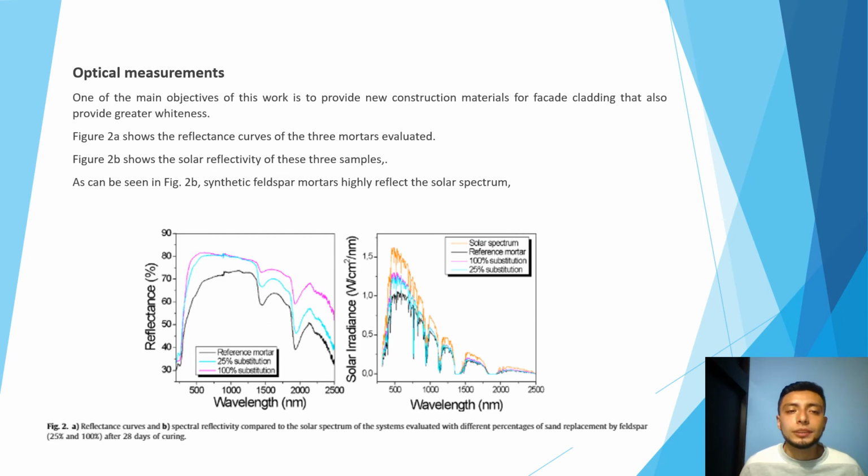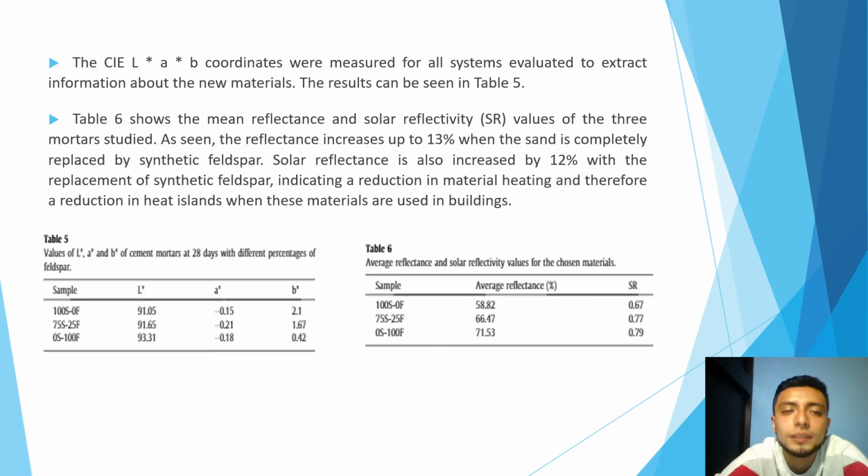Optical properties. Figure 2a shows the reflectance curve of the three mortars evaluated. Figure 2b shows the solar reflectivity of the samples. The synthetic feldspar mortar highly reflected the solar spectrum. The CIELAB coordinates were measured for all systems evaluated to extract information about the new materials. The results can be seen in Table 5. Table 6 shows the mean reflectance and solar reflectivity.